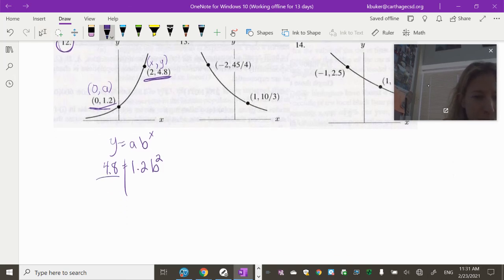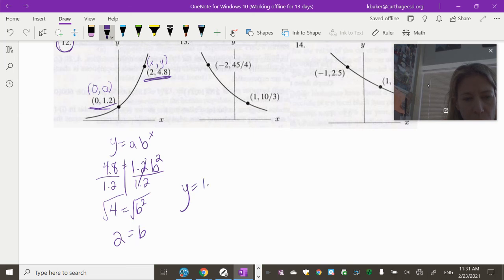The first thing we're going to do is get rid of the 1.2 by dividing, because it's being multiplied on the other side. And 4.8 divided by 1.2 is 4. And then we have b squared equals 4. We're going to take the square root of each side to solve, and b equals 2. So our equation is y equals 1.2 for our a value, our growth factor is 2, and that's to the x power.